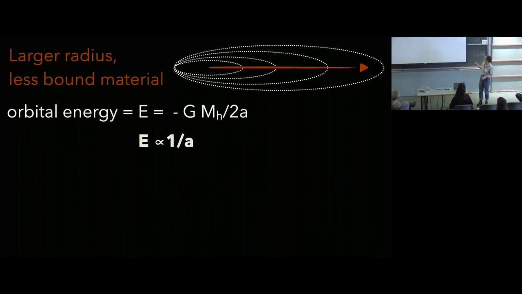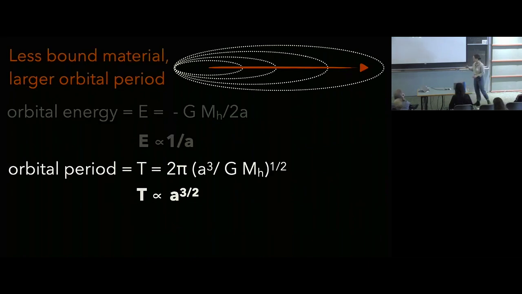Like I was saying, at larger radius, there's less bound material. If you write down the equation for orbital energy, you have this proportionality, and an important note is that this is negative. So if you're closer to the black hole, you're more bound. You have a higher magnitude of energy, but it's more negative. Out here, you're closer to what we call a zero energy orbit that's basically unbound. In here, you're very tightly bound, and your semi-major axis is smaller.